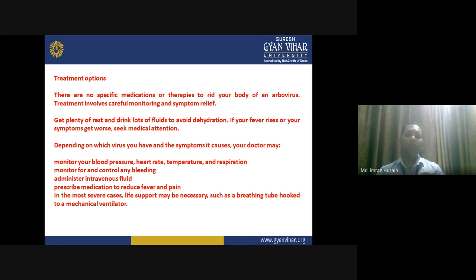Prescribe medication to reduce fever and pain. Medications are also very important. So medication is just focusing on the symptoms. If the particular individual is having those kinds of symptoms, then they should be administered the medicine. In the most severe cases, life support may be necessary, such as a breathing tube hooked to a mechanical ventilator. If the condition is getting more and more severe, in those cases, a mechanical ventilator is also needed and required.